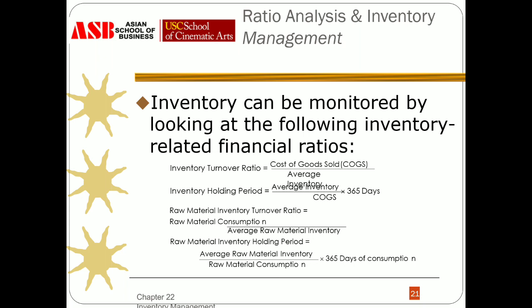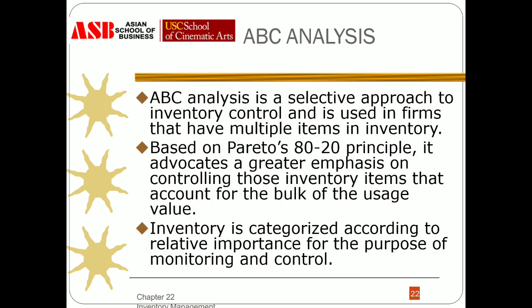Now, the second technique or method of maintaining inventory is ratio analysis. As we have already discussed, there are certain ratios which we have covered in the ratio analysis chapter, that is inventory turnover ratio, inventory holding period, raw material turnover ratio, etc. All the ratios which are related to inventory can be used as an indication towards the maintenance of an optimum level of inventory.